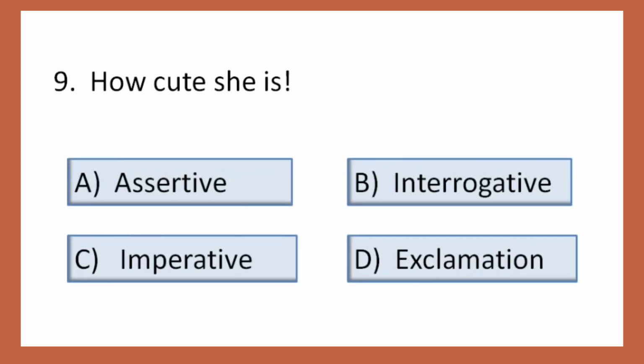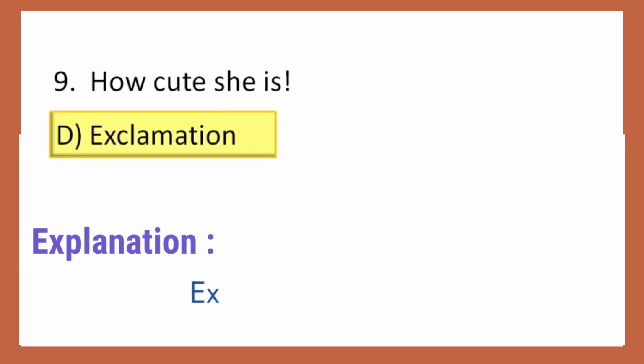Question 9. How cute she is. Option A, assertive. B, interrogative. C, imperative. D, exclamation. The answer is option D, exclamation. Explanation. This sentence expresses the feeling.